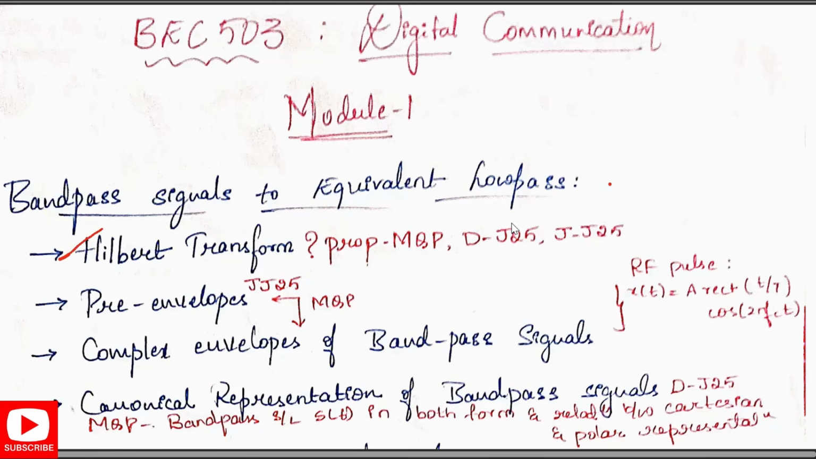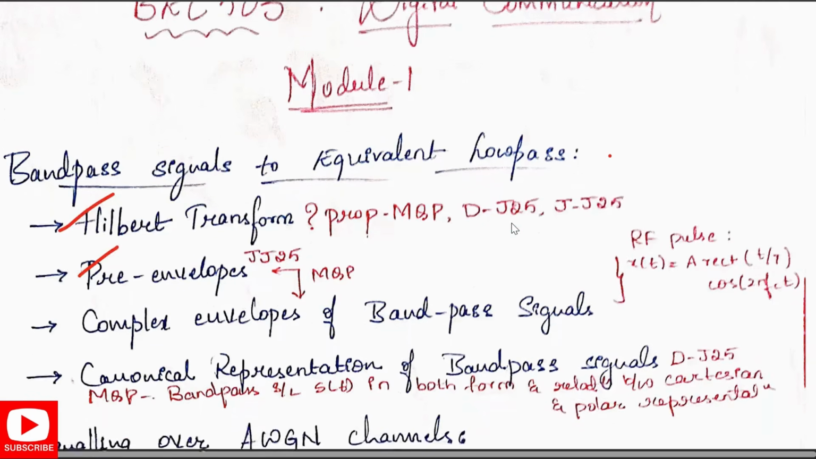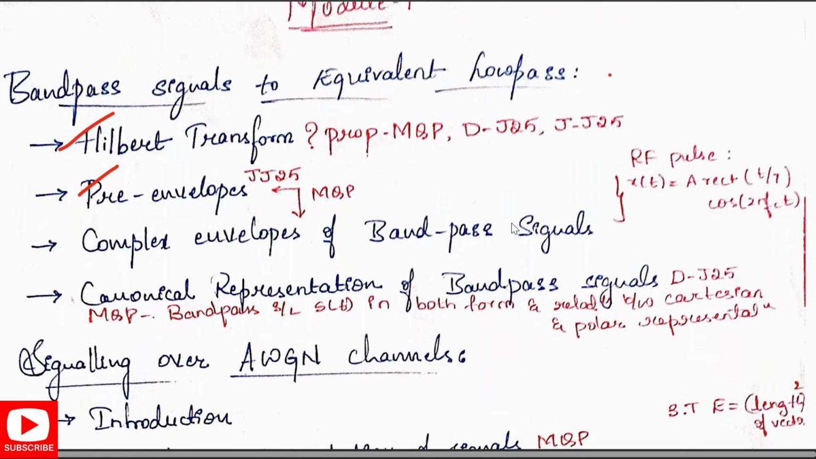In this, the first important topic is the Hilbert transform. As I said, this is very important. You need to know the definition and the properties of the Hilbert transform. And the next is the pre-envelope. This is also important because it was asked in the last year paper as well as in the model question paper. Next, you need to know the complex envelope of bandpass signals. Next, the canonical representation of bandpass signals. And here it is asked in both forms, that is the Cartesian and the polar representation.